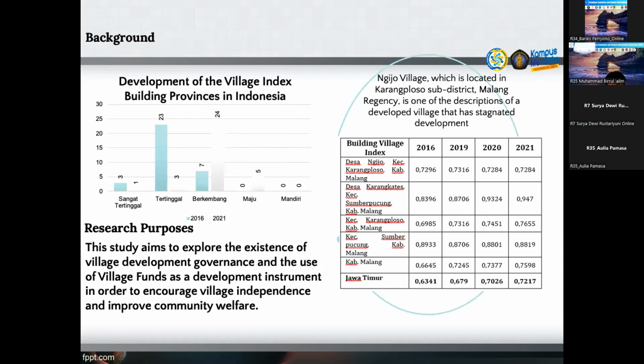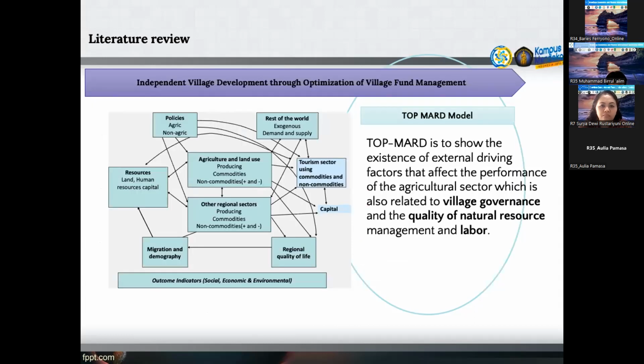So I just want to focus on our purpose here. What we did in this research is we selected two different types of village. First is the developed village, and the other is the independent village. We are trying to capture how to push the developed village into an independent one. So we have Ngijo village, or in Bahasa Desa Ngijo, and Karangkates. Both are located in Kabupaten Malang, or Malang Regency.